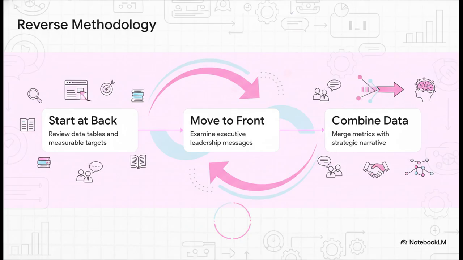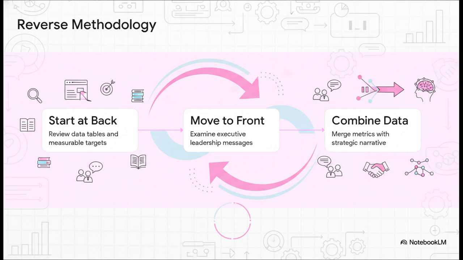Do not start on page 1. It's like reading the last chapter of a mystery novel to find out who the killer is before going back to see how they did it. Step 1. Start at the very back of the report. Look at the dense data tables, the reporting standards, the baseline years. Find the hard numbers.